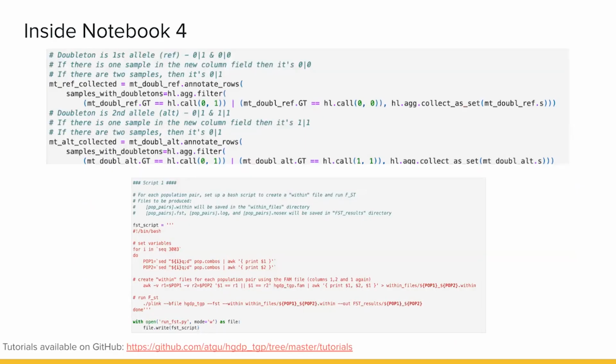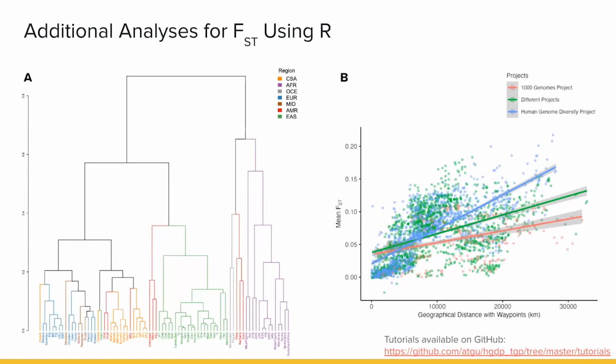And so here's a screenshot of code from notebook 4. At the top here, this is showing how we obtained the samples that had the doubletons, as well as the FST calculations and the Plink command that we used to run such FST calculations. In this notebook, there were also additional analyses that we ran for FST, and this was using R.